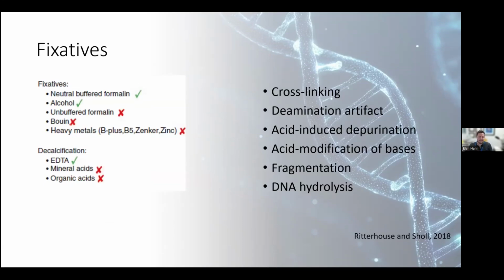So moving on to fixatives. Neutral buffered formalin and alcohol are good. Unbuffered formalin, Bouin's, heavy metals, and mineral or organic decalcifying acids are not good. Extended time in formalin will cause cross-linking or deamination artifact. Acids will cause depurination. It will modify the bases and fragment the DNA, and one of the methods it does that is by hydrolysis.